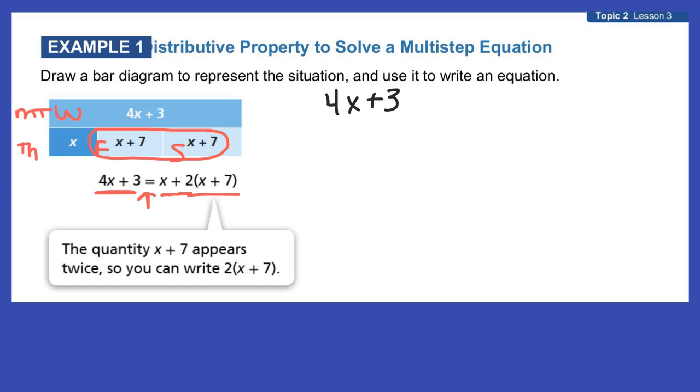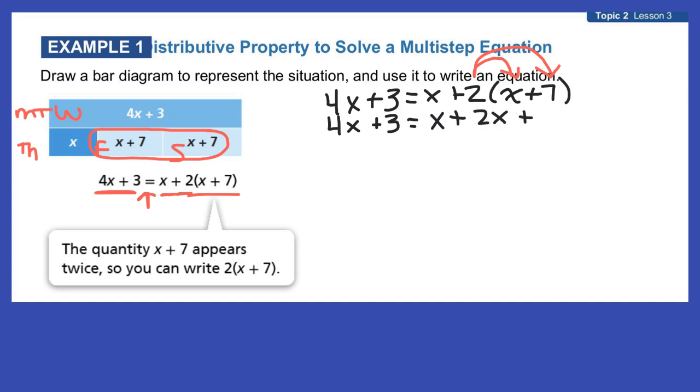4x plus 3, Monday, Tuesday, Wednesday, is the same as Thursday and two of the same amounts. When we distribute, we're going to share this 2 onto the x and onto the 7. So let me just bring down, bring down, bring down, bring down. But now I have two x's. Two x's came from 2 times x, came from this one. And I have 2 7s. Well, 2 7s make 14.